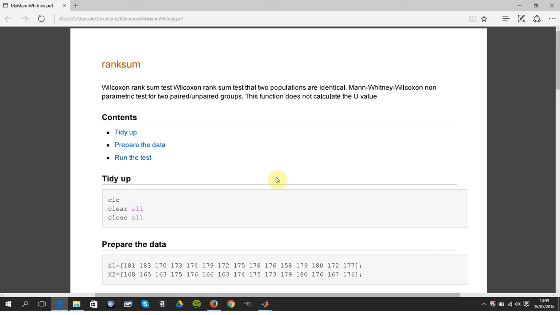Today I'll be looking at the Mann-Whitney-Wilcoxon non-parametric test for two paired groups, and we want to see, do they come from the same distribution, are they identical? I have this done already in Excel. I'll put a link up in a minute so you can look at the two of them, but as I said at the introduction, we're going to do it in Matlab.